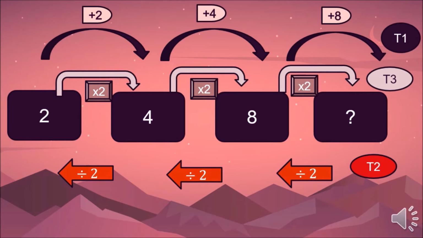To make sure that it is a true value, we need to use another theory. For example, we add each number to itself: 2 plus 2 is equal to 4, 4 plus 4 is equal to 8, and 8 plus 8 is equal to 16. The next theory is a backward theory.